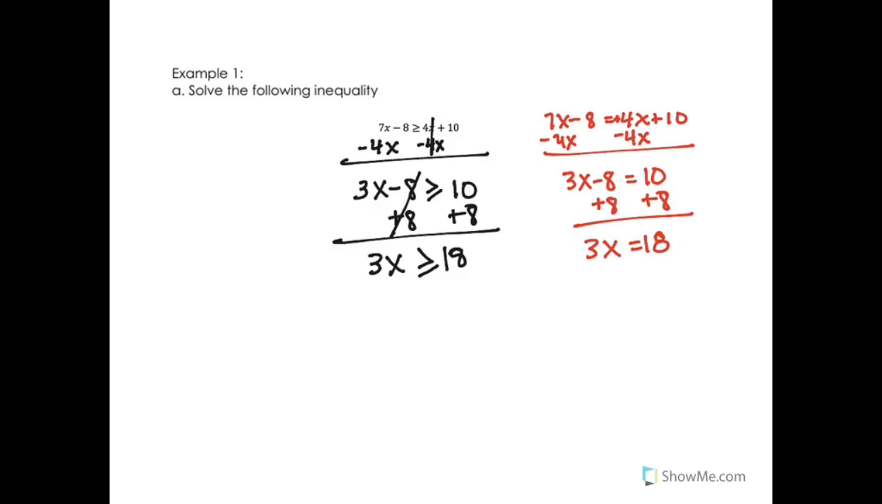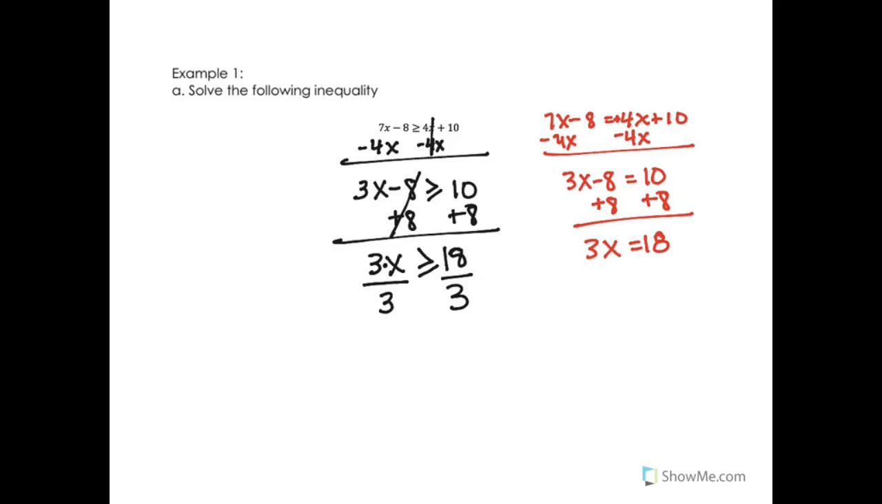So again, if I have a couple, that means this couple is being multiplied. I have 3 times x. And so if I want to get rid of this 3, well, then my job here is to use the inverse operation and divide by 3 on both sides.